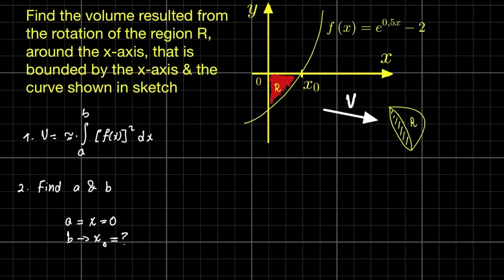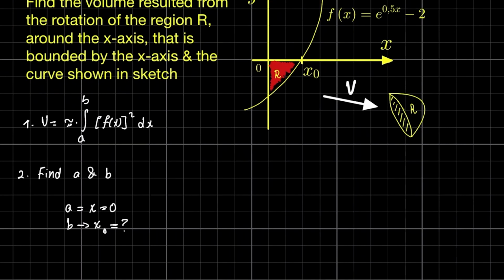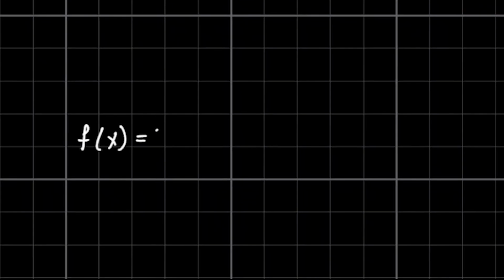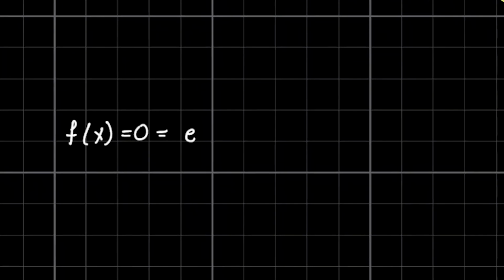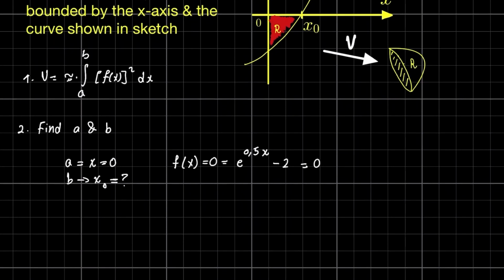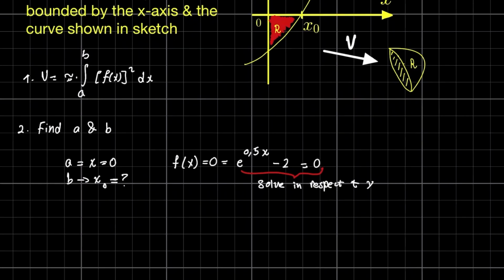And in order to do that, we can use algebra. We see here that when we have x naught, we have y is equal to 0. So all we need to do is equate f of x to 0, and we would get x naught. So we have f of x is equal to 0. That means that our function here, e to the power of 0.5x minus 2, is equal to 0. Now we will take this equation right here, and we will solve in respect to variable x.